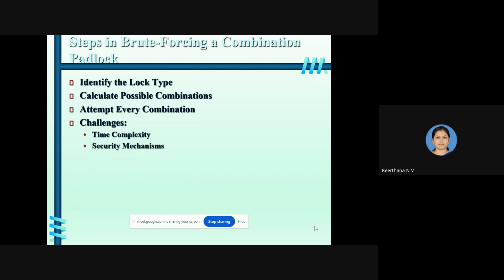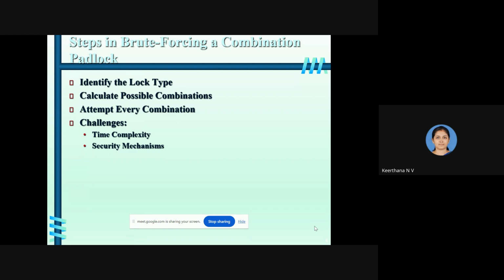So the second thing is calculating the possible combinations. How can you calculate the possible combinations if we are dealing with a three-dial padlock? Suppose you are considering 0 to 39, which means the number of iterations will be 40. So you multiply 40 by 40 by 40, which means 64,000 possible combinations are involved in finding out which key is suitable for that lock.